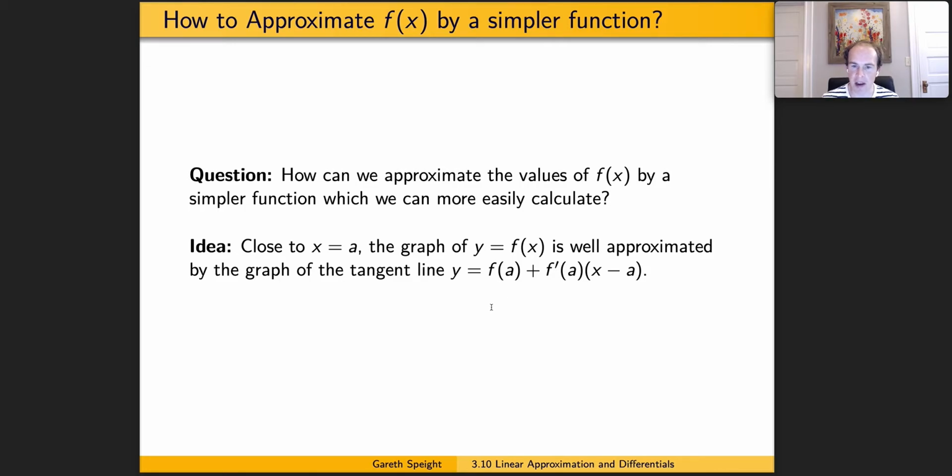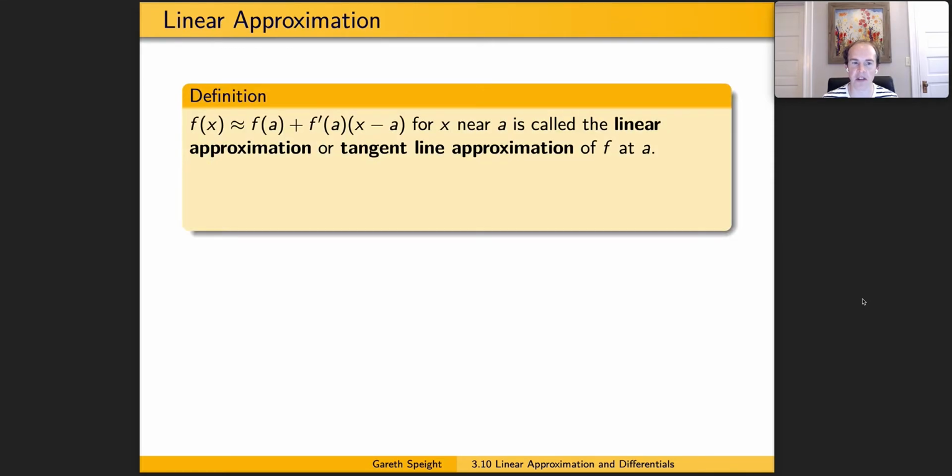So if we put that together, we get f of x is close to f of a plus f prime of a times x minus a. Okay, and this is the approximation we have in mind that's called the so-called linear approximation or tangent line approximation. So we say f of x is approximately equal to f of a plus f prime of a times x minus a, for x close to a. It's called the linear approximation or the tangent line approximation of f at a.